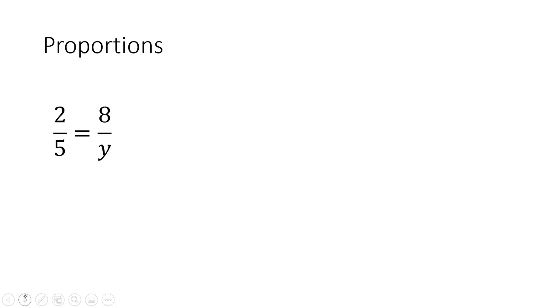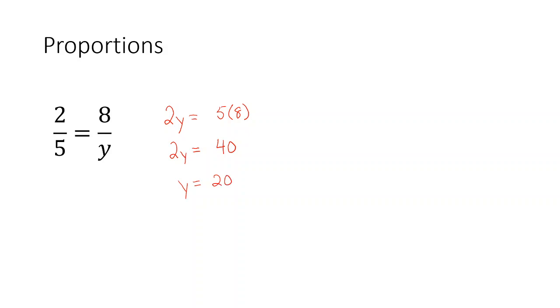Here I have another proportion. I'm going to do the same thing. I'm going to cross multiply. So I multiply the y across to the 2. So we get 2y. And we'll cross multiply the 5 times the 8. And 5 times 8 is 40. So y equals 20.